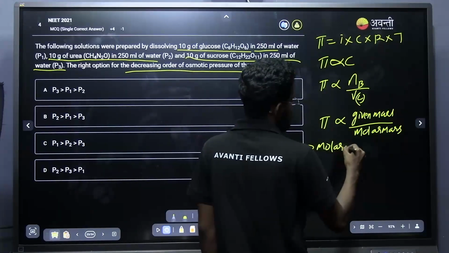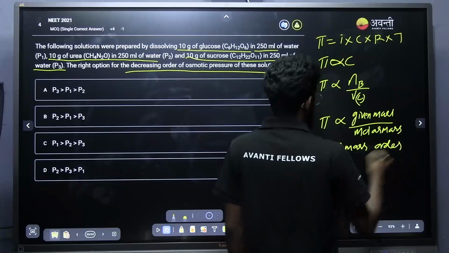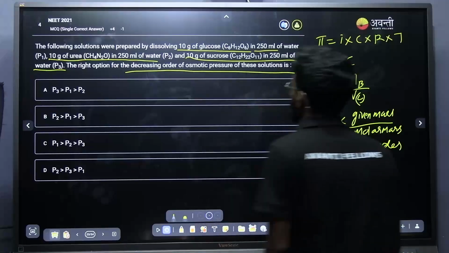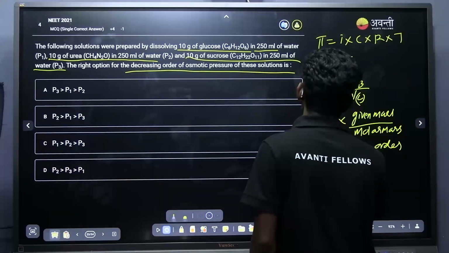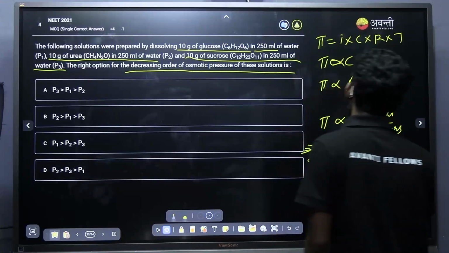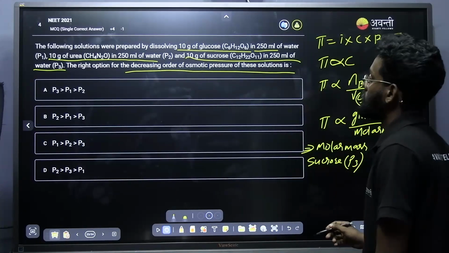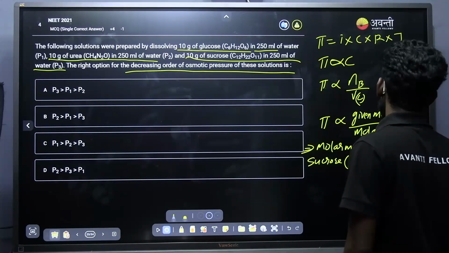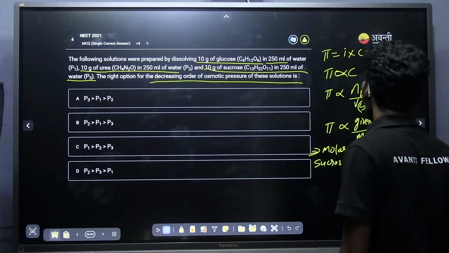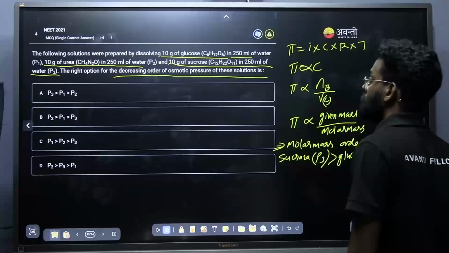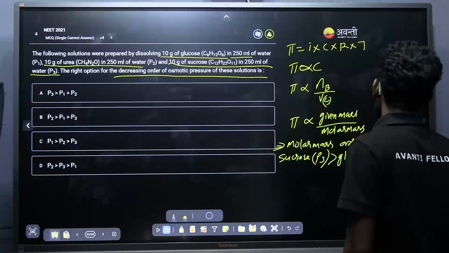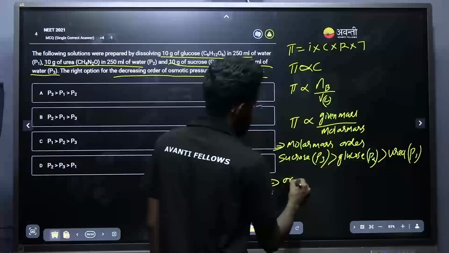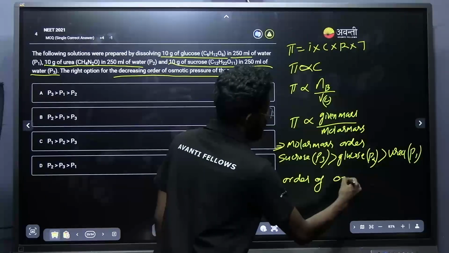What is the order of molar mass? Which is having the highest molar mass among all these? Sucrose is having the highest molar mass. Sucrose has P3 osmotic pressure. Then comes glucose, P2. Then the last one, last but not the least, urea, P1. This is the order of molar mass. If this is the order of molar mass, what is the order of osmotic pressure?